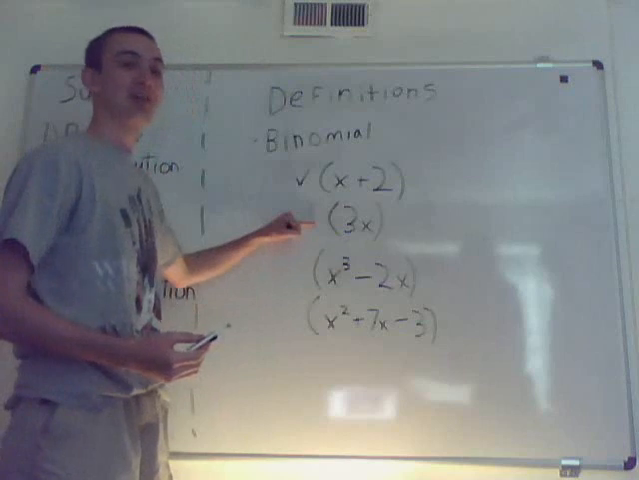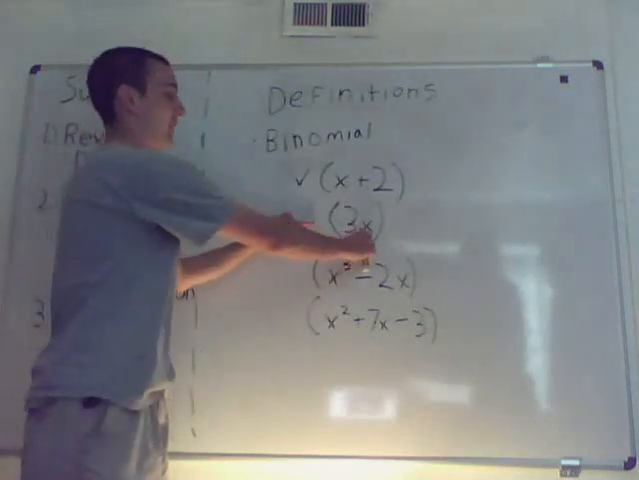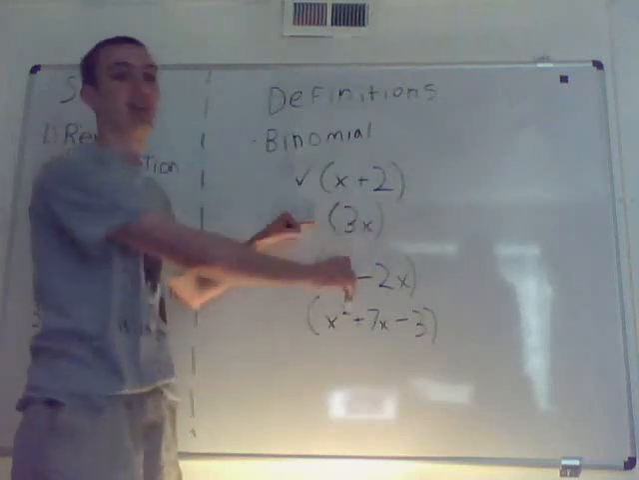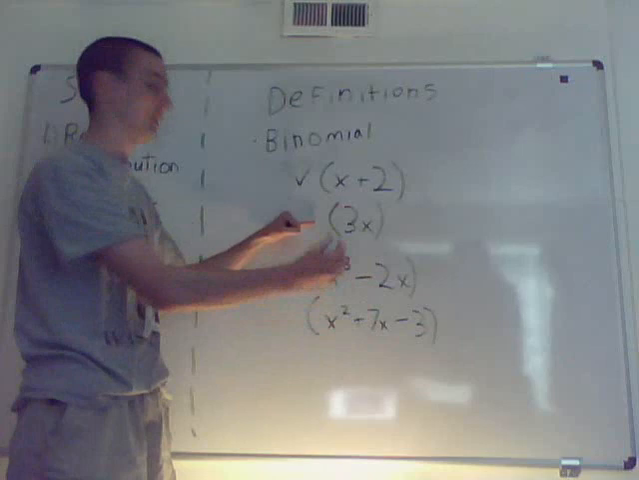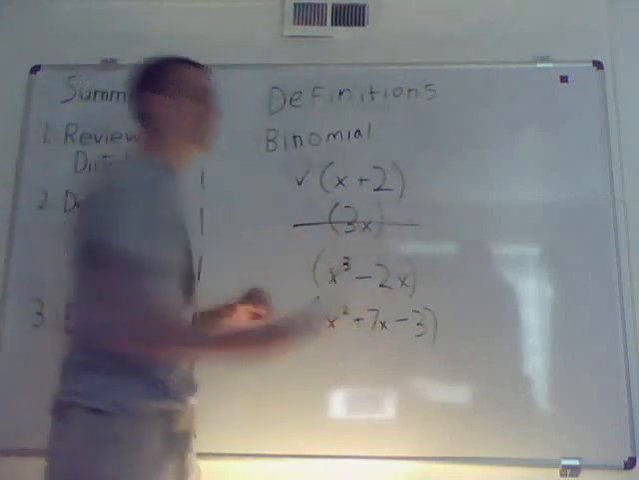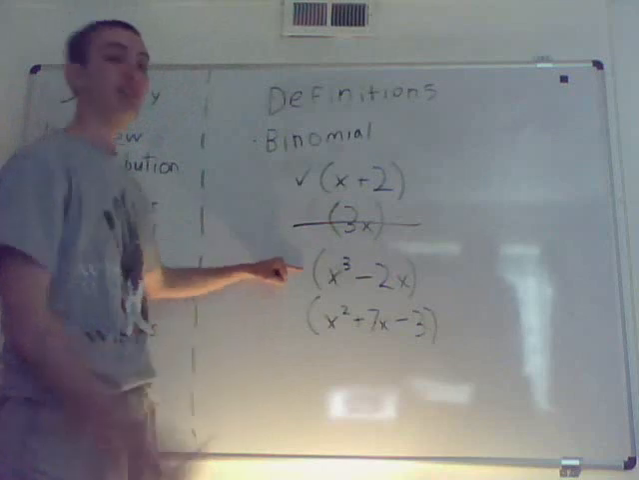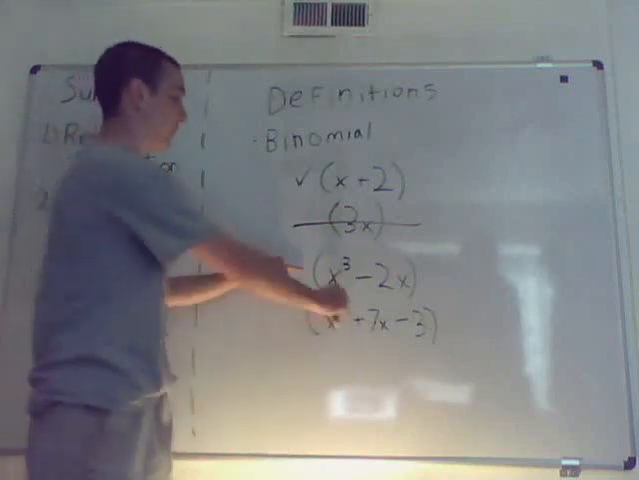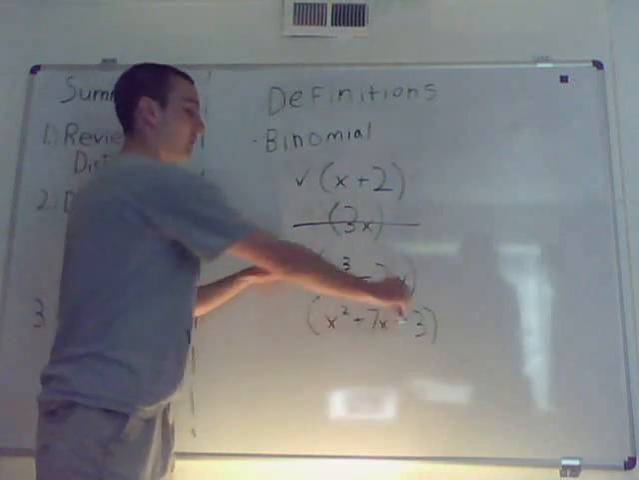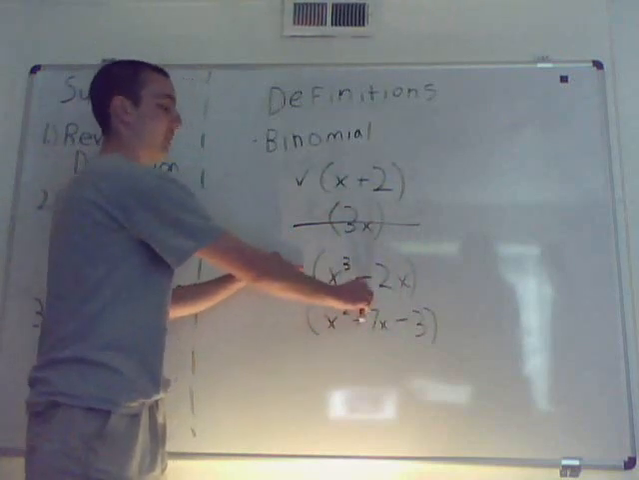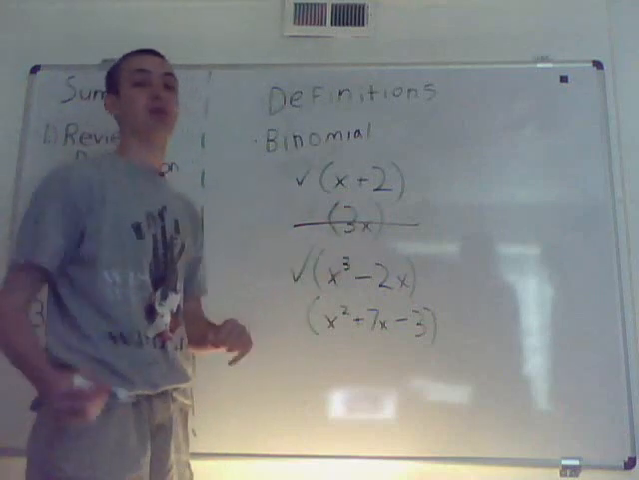This next expression, is it binomial? Well, we have two things here, a 3 and an x, but they're being multiplied together. There's no plus sign or minus sign. So no, it is not binomial. Now this expression, is it binomial? Well, we have an x cubed and we have a 2x. So we have two terms, and they're separated by a minus sign. So yes, it is binomial.